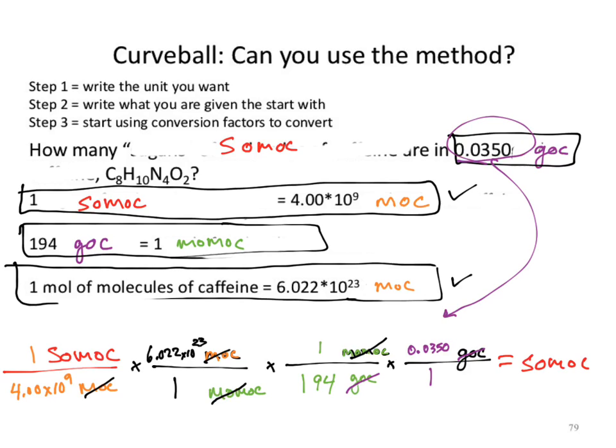Okay? What happens with the unit systems? All of our units cancel and we'd be left with somocs. Now what can I do?